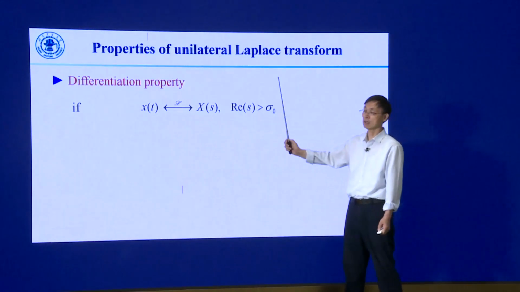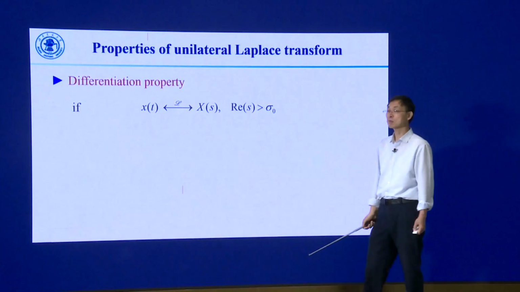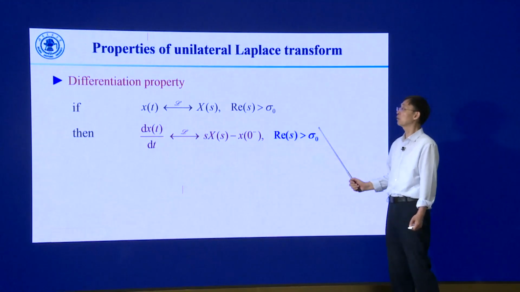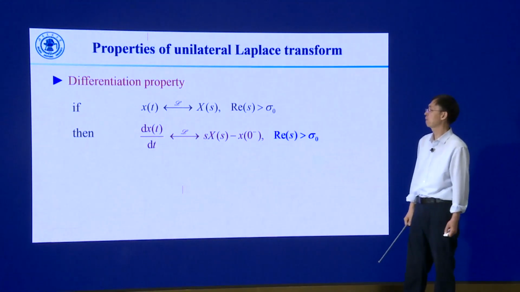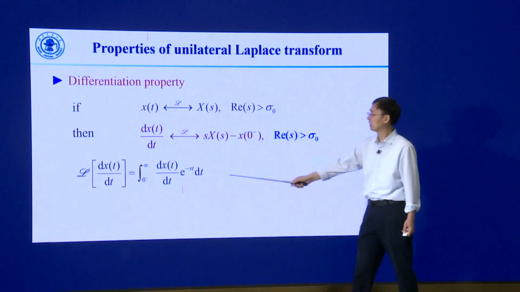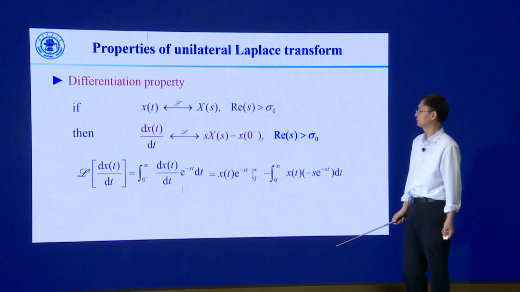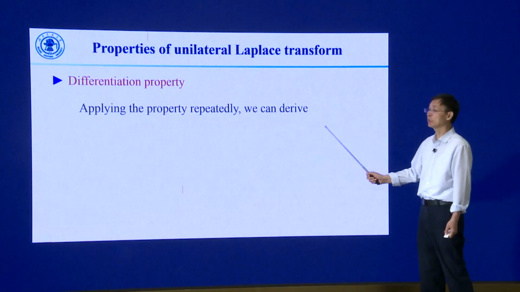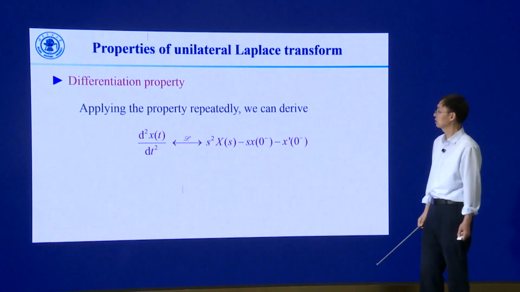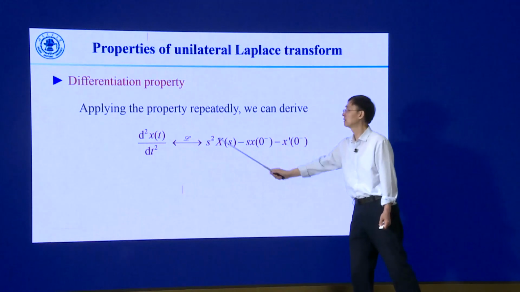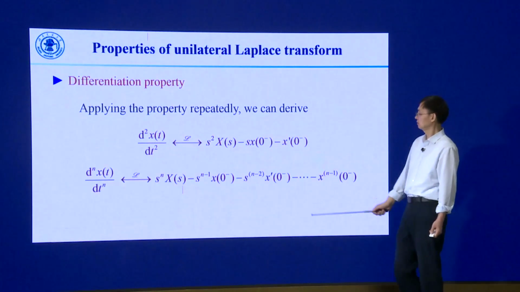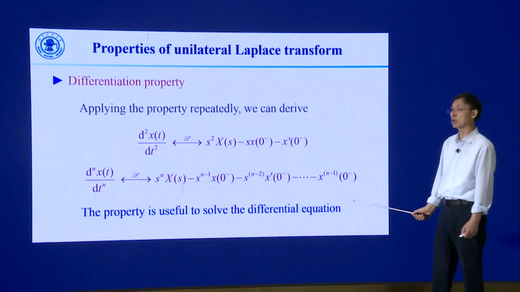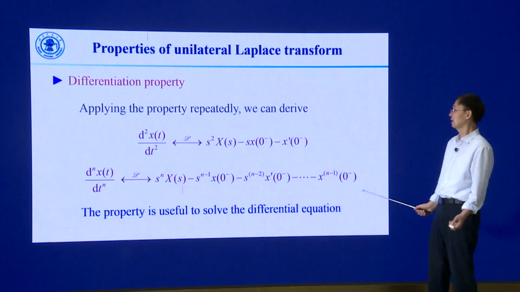Another property is the differentiation property. This property is very important for solving the differential equation. This is a verification procedure. Applying the property repeatedly, we can get this formula and this formula. The property is useful to solve the differential equation. We'll study it later.